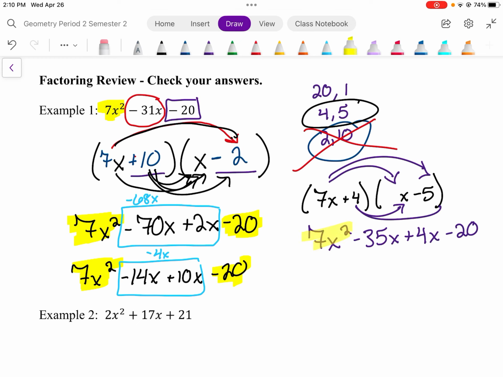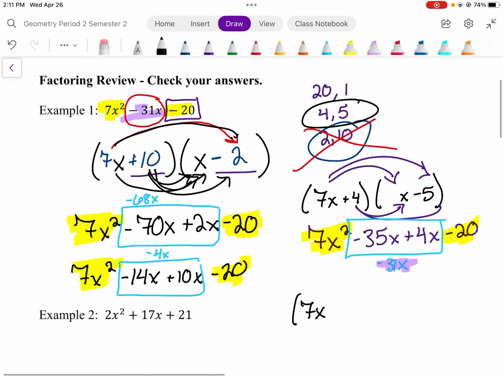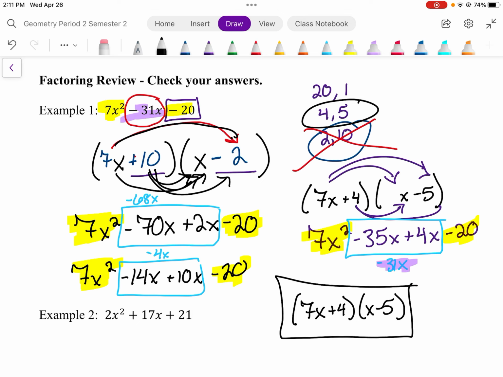So if we look, we have our 7x squared and our minus 20 from our equation that we need. And we're going to just check what is negative 35x plus 4x. And that is our negative 31x, which is what we were looking for. So then we know our factored answer is going to be 7x plus 4 times x minus 5. And that would be our factored answer.